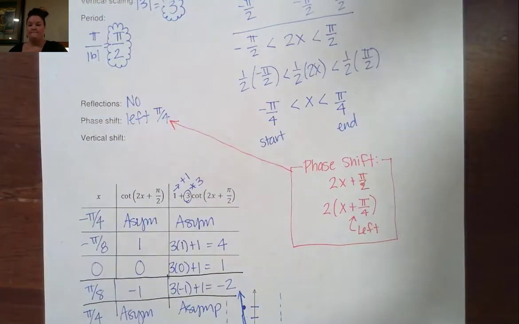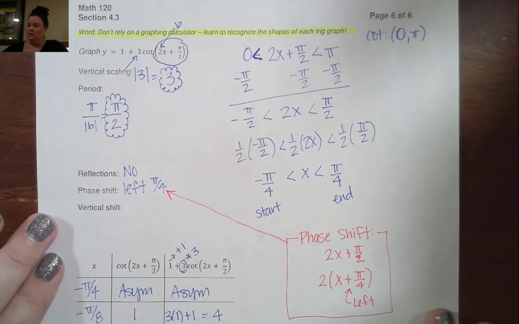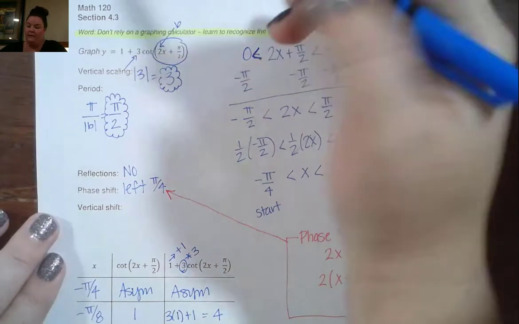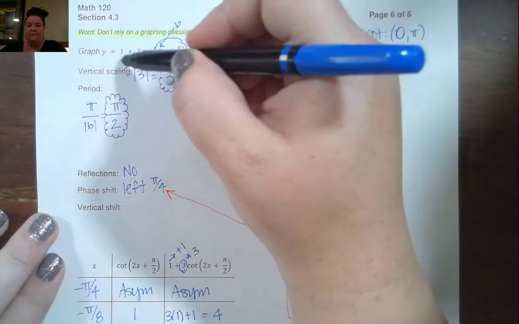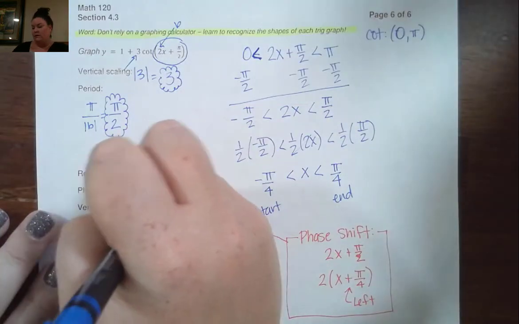Okay, and then the last thing we look for is a vertical shift. Vertical shift we get from adding or subtracting outside the function. So if I go back up here and look at my original equation, right, I have that plus 1 out here. So that is my vertical shift. That tells me that we're going to go up 1.